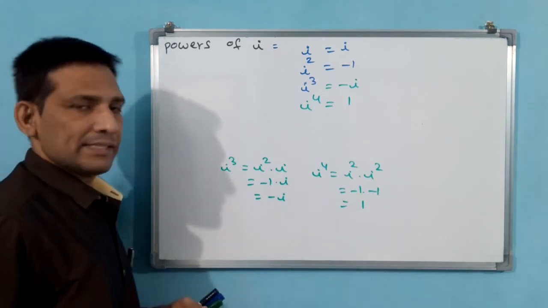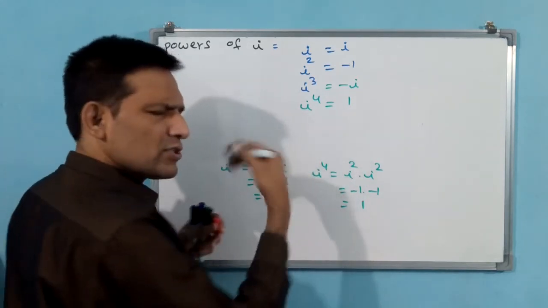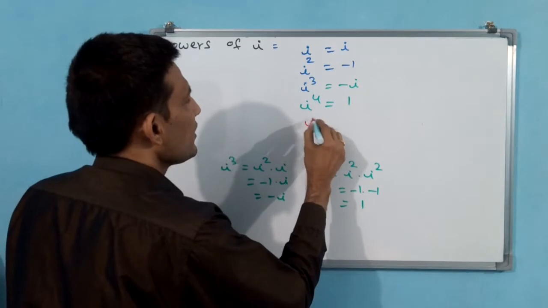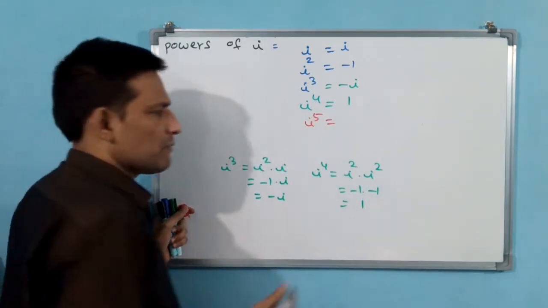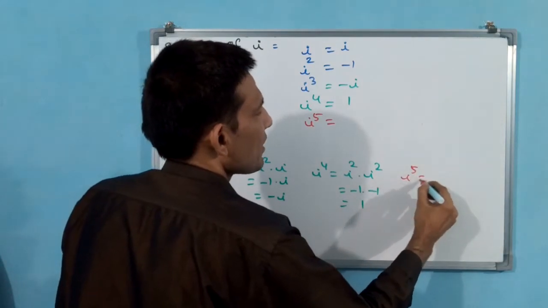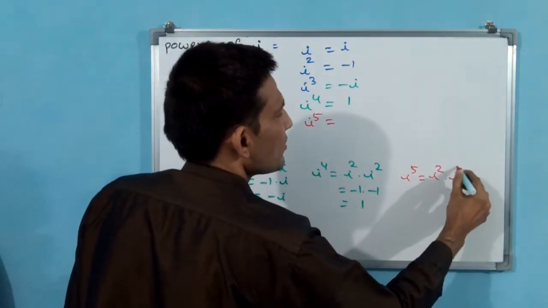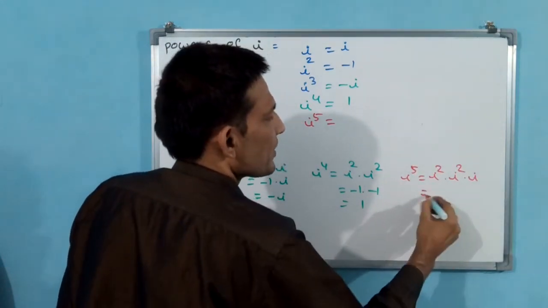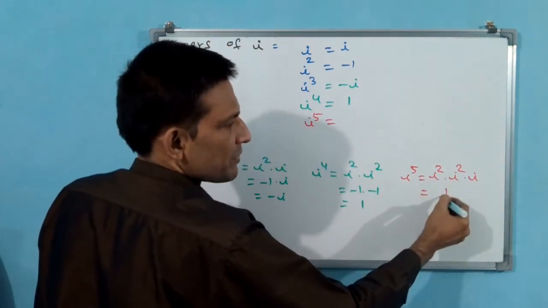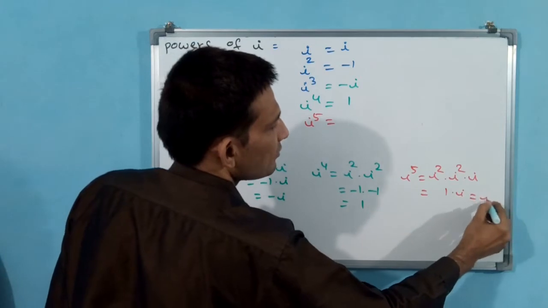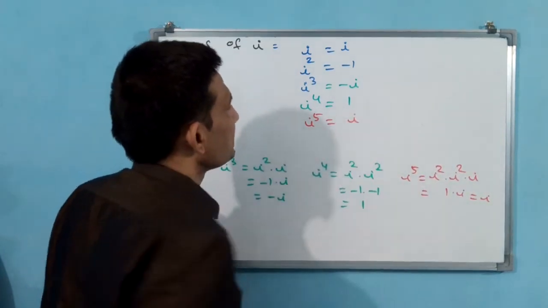One more we take, then we stop. Why? Because these are going to repeat. I to the power of 5 is equal to, I said you take I square as base, I square into I square into I. I square into I square, 1 has come already, you know. Minus 1 into minus 1 is plus 1, into I, that is equal to I. You write here I.